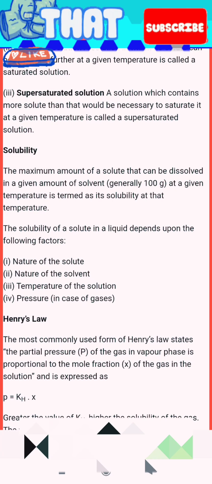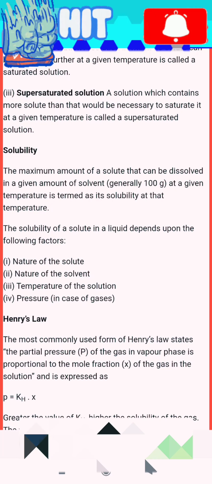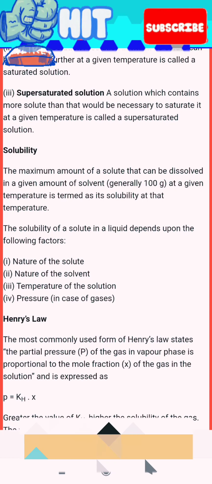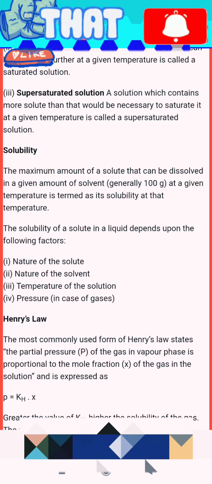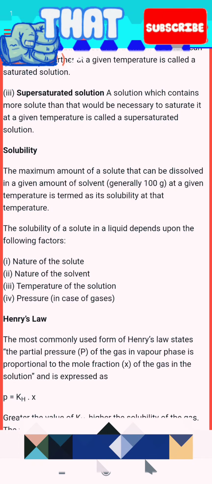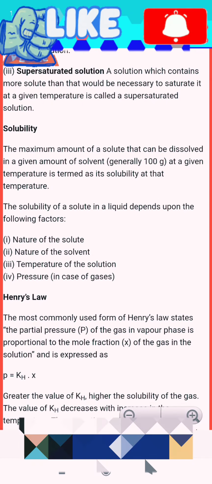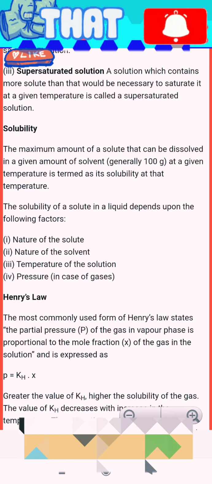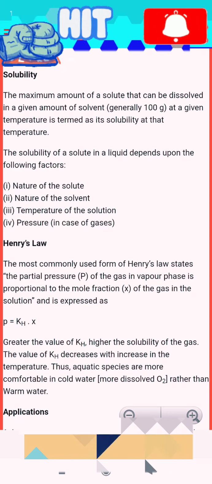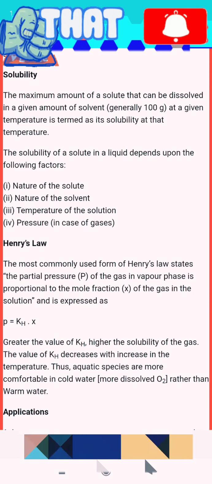The most commonly used form of Henry's law states that the partial pressure of the gas in vapor phase is proportional to mole fraction of the gas in the solution. It is expressed as P equals Kh into X, where greater the value of Kh, which is called Henry's constant, the higher is the solubility of the gas. The value of Kh decreases with increase in temperature.